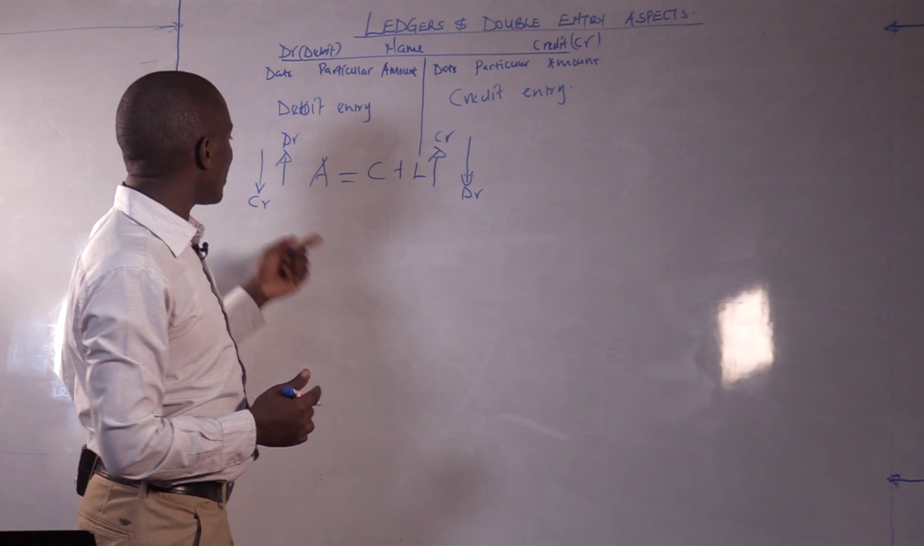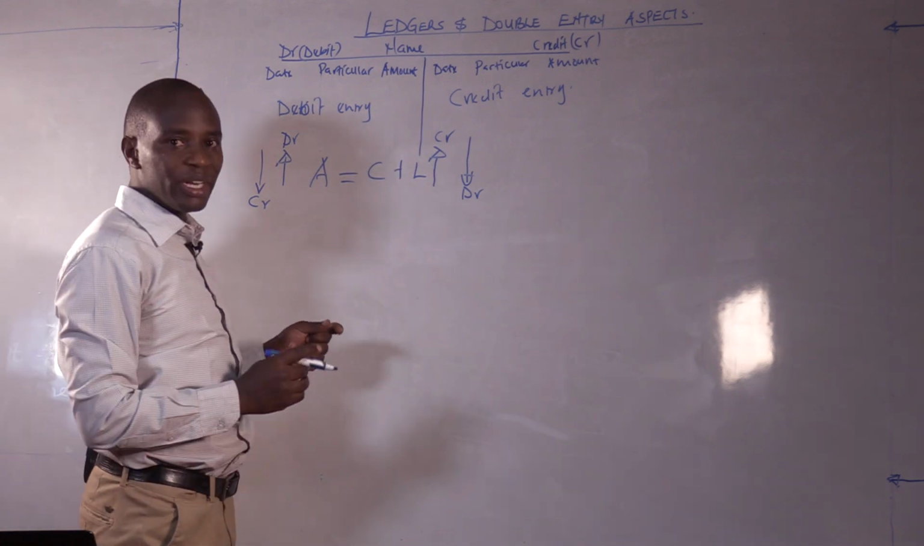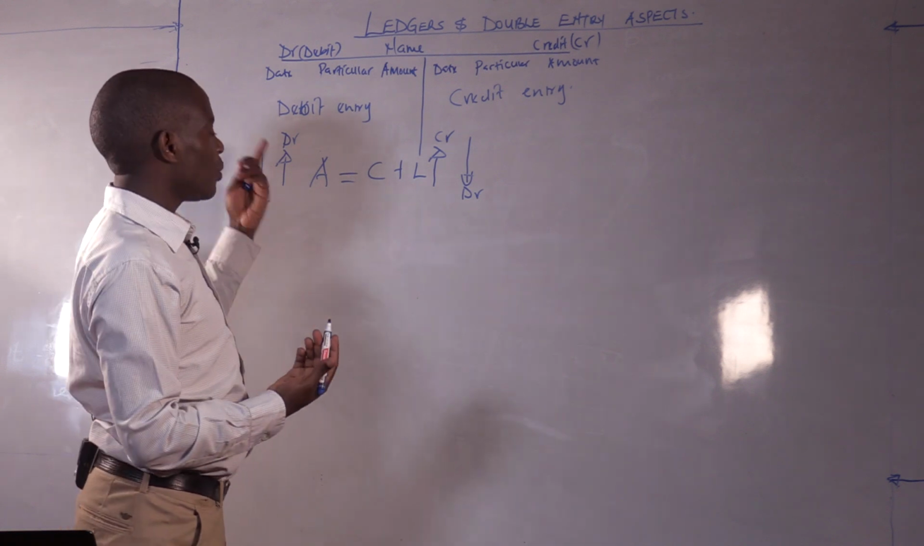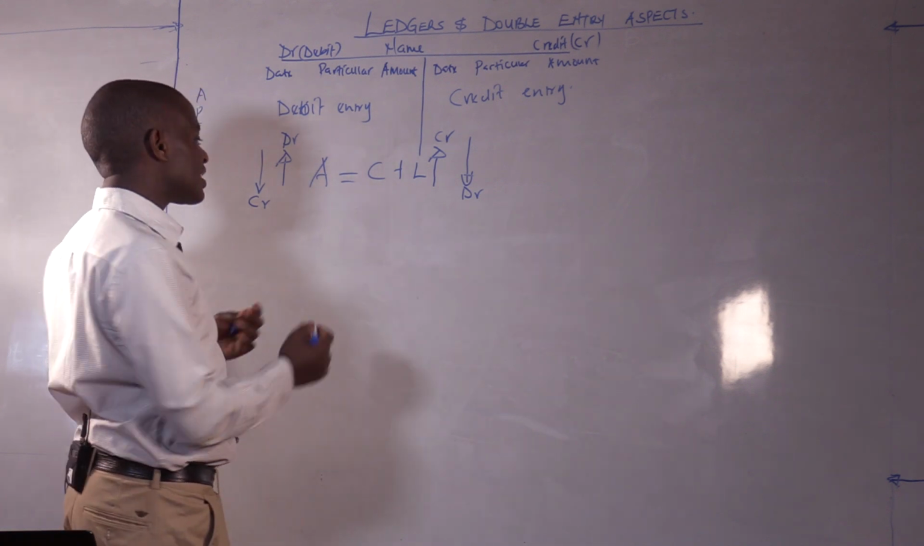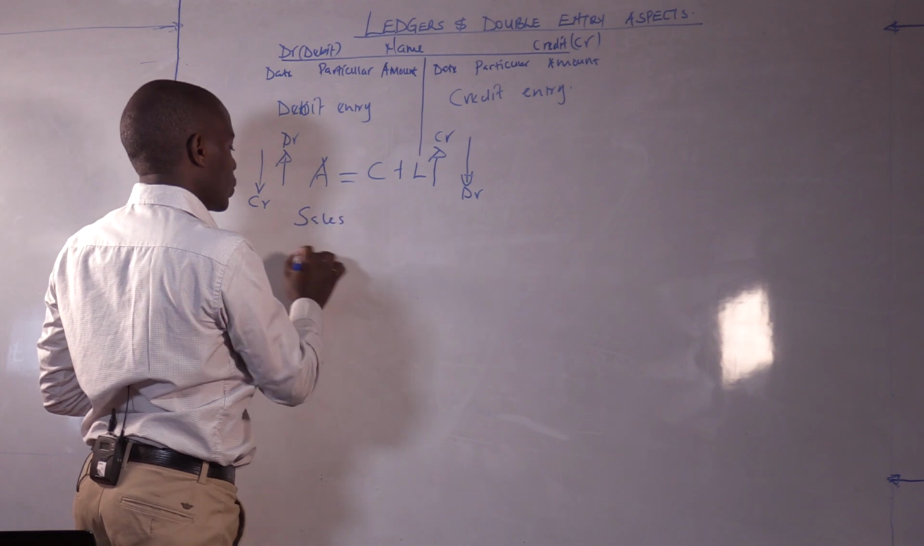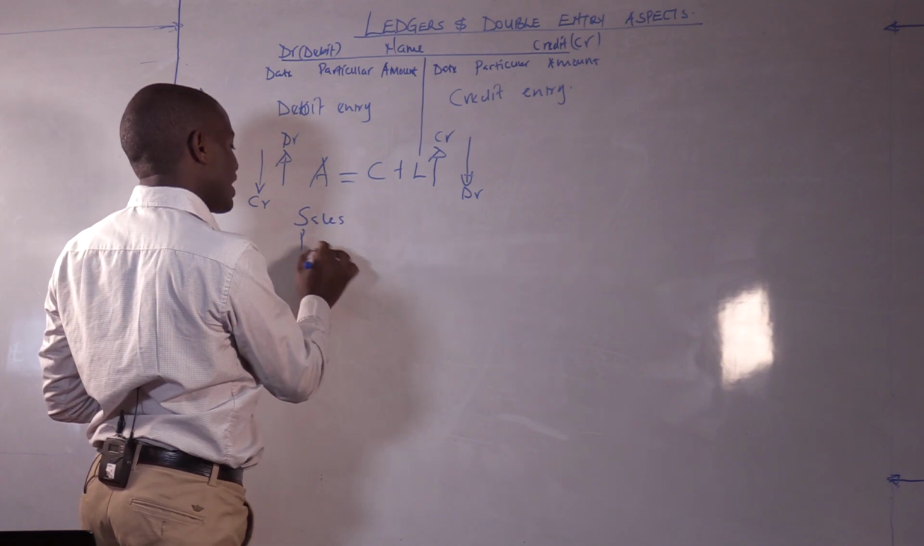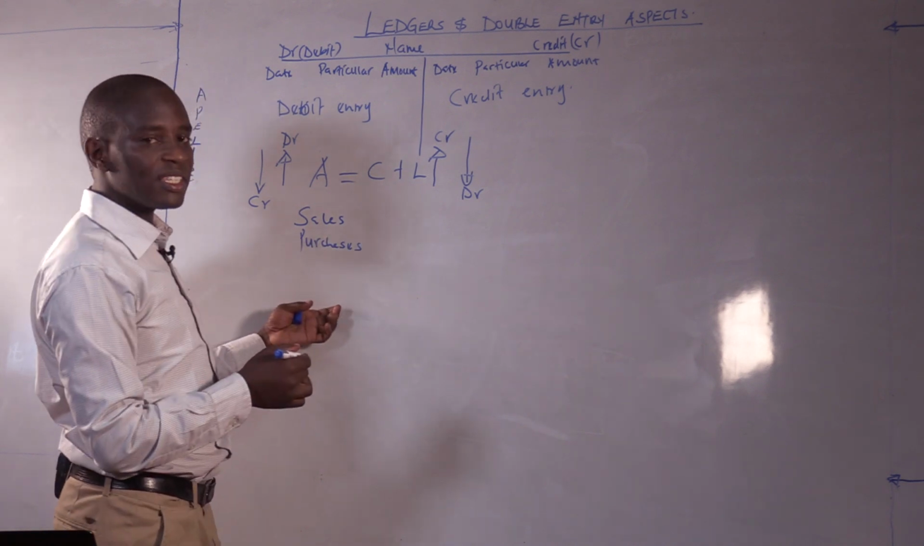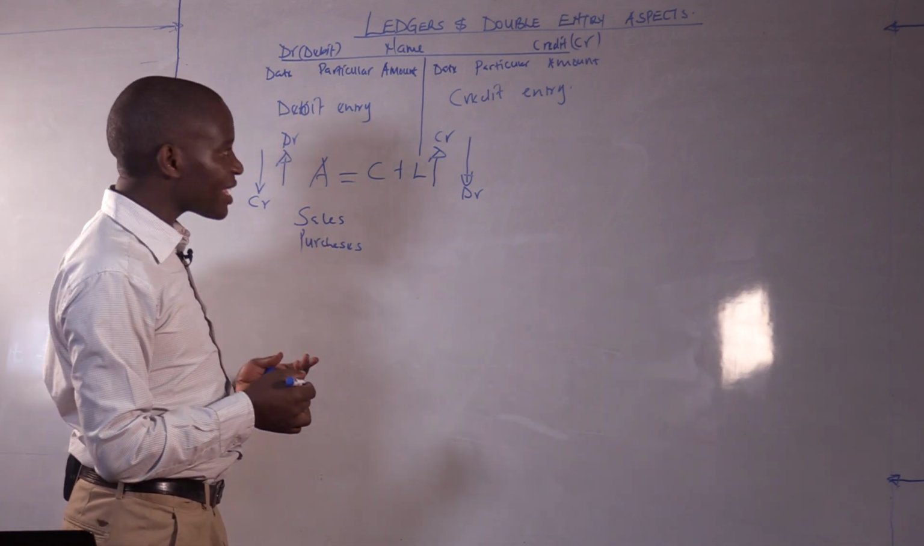Apart from assets, capital and liabilities, these items will be expanded as we shall see later. We shall have items such as sales, purchases, expenses, incomes and others.